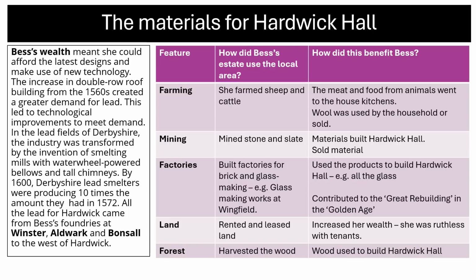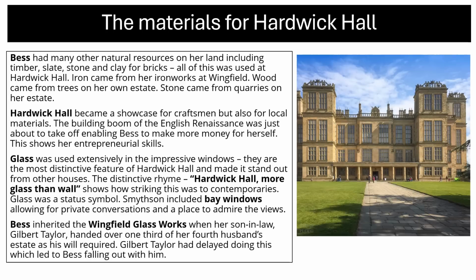And there's just a little table that you can have a look at in your own time to think about how Bess's estate used the local area, from farming, mining, factories, land and forest, just as a little bit of revision for you. So we can see there, as we said, that she had all the natural resources from her lands and her estates. And Hardwick Hall, I think it's very important to see, becomes a showcase for craftsmen, but also for local materials. The building boom of the English Renaissance was just about to take off, enabling Bess to make money for herself, showing off her entrepreneurial skills.